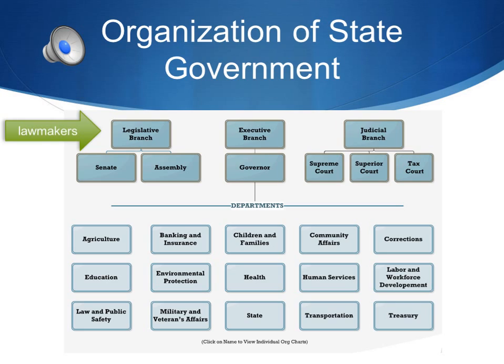So here's the organization of an example of a state government. It's not always ordered, but as you see on the top, the three branches are listed. There's the legislative branch, broken into two parts, Senate and Assembly. Then there's the executive branch, and the governor is similar to a president, leading the executive branch, the one that executes the laws. Then there's the judicial branch, and it's broken into the three main courts: the Supreme Court, which is the top court of the state, the Superior Court, and then the tax court.